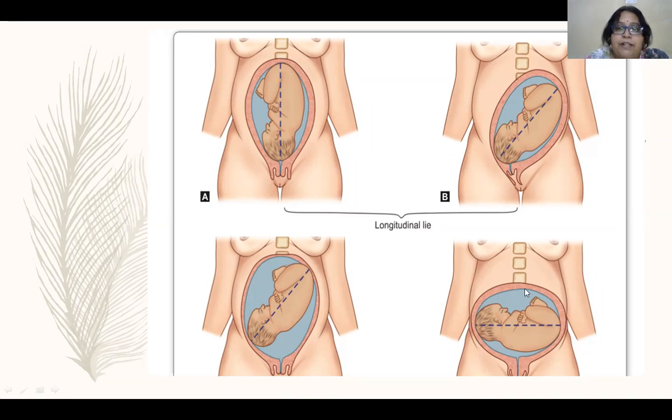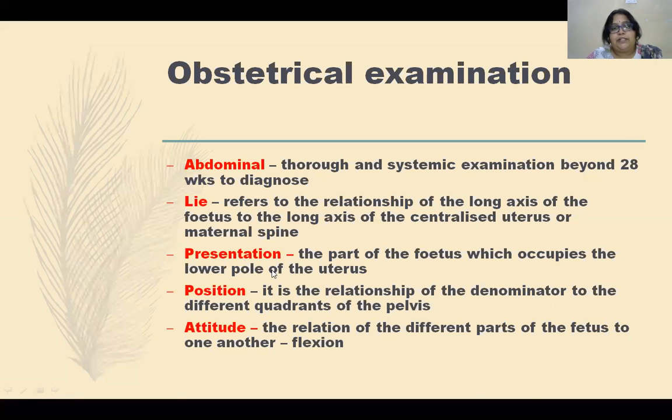So whether the lie is longitudinal lie, oblique lie or transverse lie depends on the axis of the fetus in comparison with the maternal spine. So accordingly you will tell whether the fetus is in longitudinal position, oblique position or transverse position. That is lie. Next is presentation.